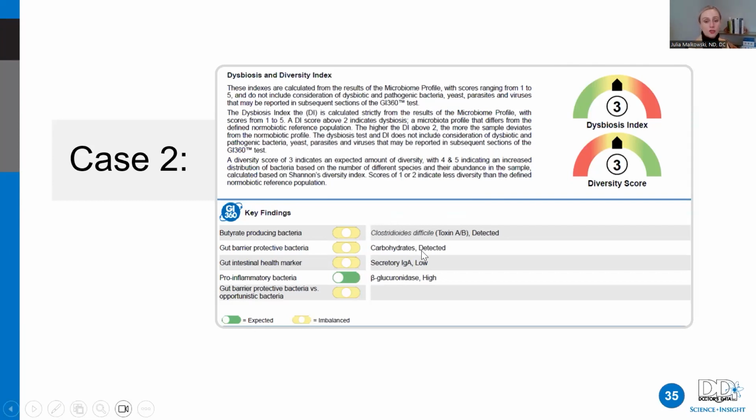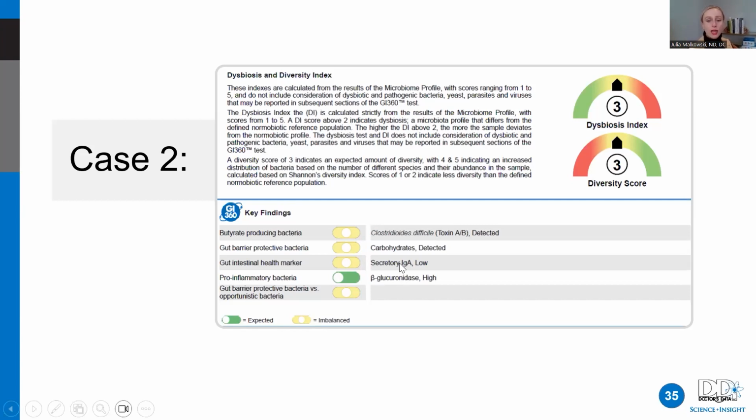Additionally, there are carbohydrates detected, and this can be due to carbohydrate malabsorption, but this could also be due to intestinal permeability. Now, one connection here: when there are issues with the gut barrier protective bacteria, when there's dysbiosis, and those gut barrier protective bacteria are compromised, then the mucosal barrier can diminish, and that can lead to intestinal permeability. So for this patient, I would consider a follow-up test of serum zonulin to see if they do have intestinal permeability. We also offer fecal zonulin.